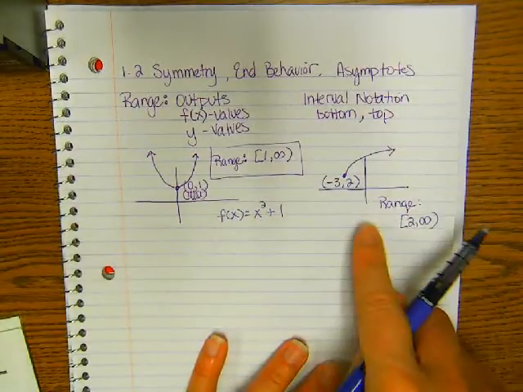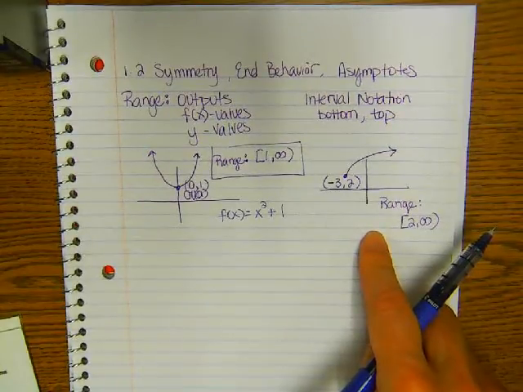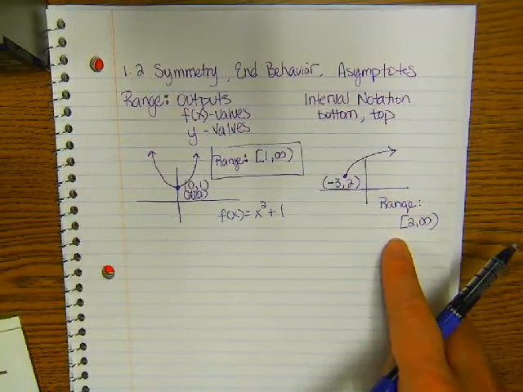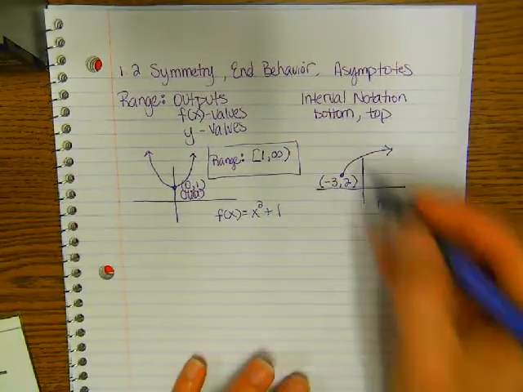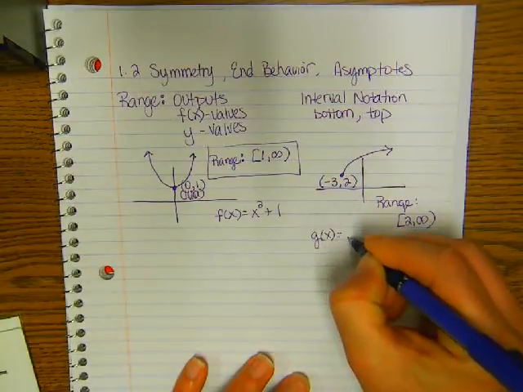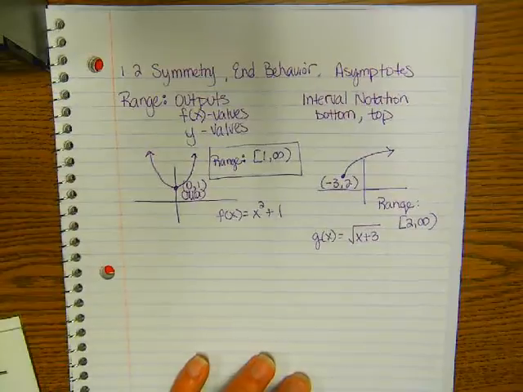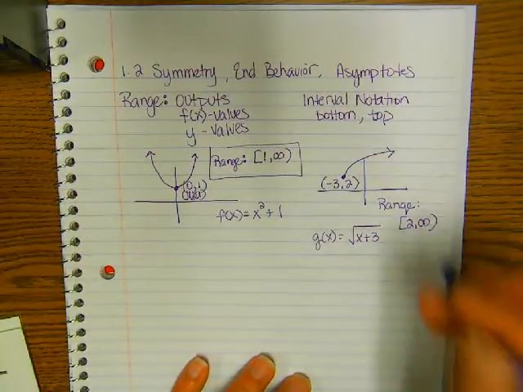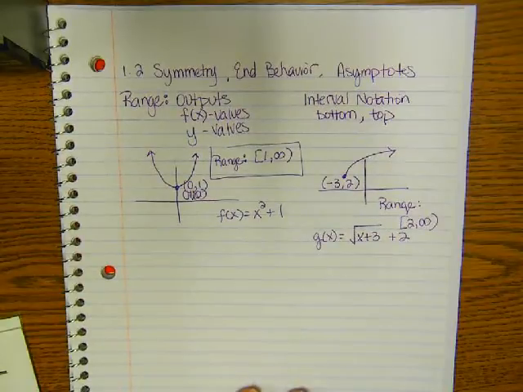Now, I'm going to put a function up. Again, I come at it from the perspective of I'm a really visual learner, so I like to see the graph. But I'm going to talk through them algebraically. Let's look at what a function could be. A possible function for this would be the square root of x plus 3, plus 2.